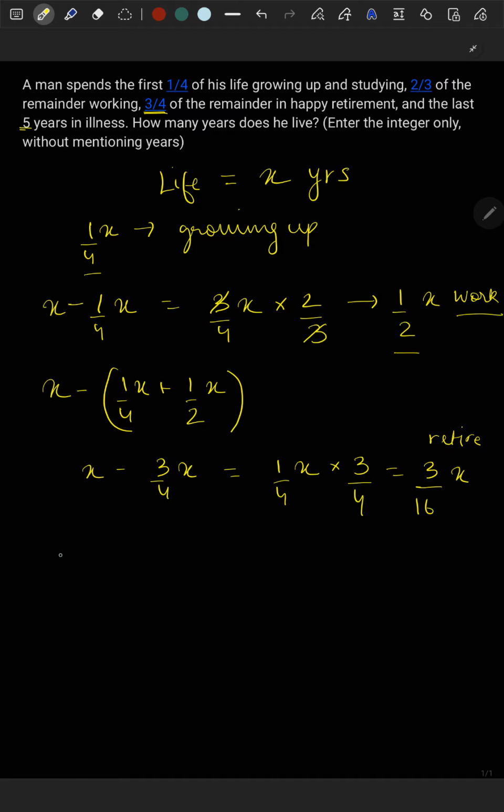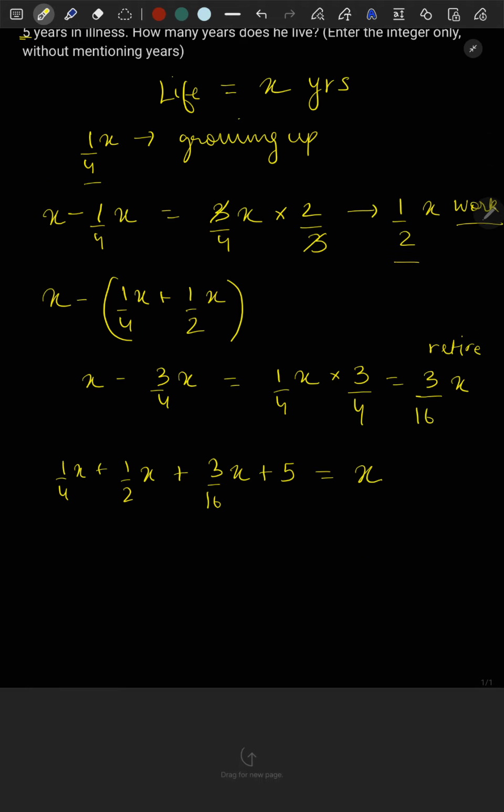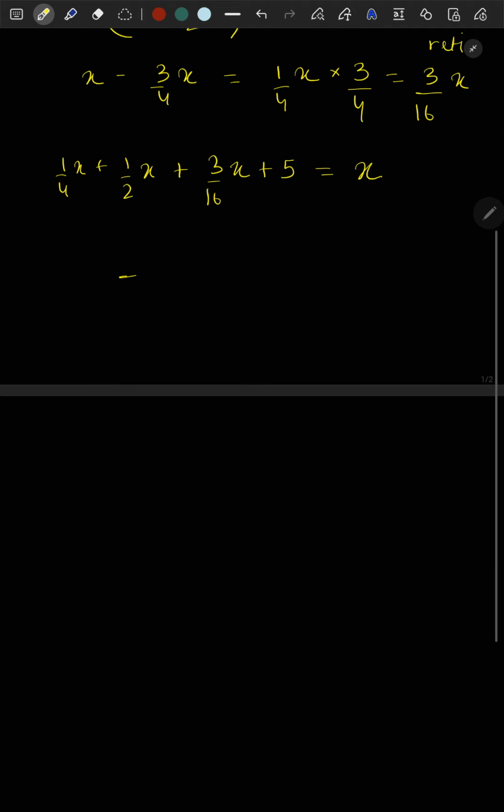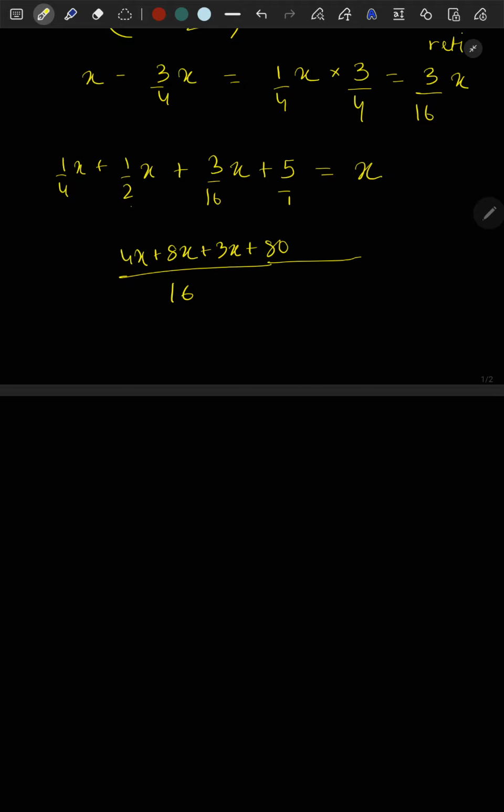So 5 is illness. Now we will calculate 1/4 is growing up plus 1/2 is work plus 3/16 is the retirement plus 5 years in illness, that is equal to his total lifespan, that is x. So now if we calculate it, guys, 16 will take common, is 4 into 4 you will do 4x, into 8 you will do for this one, it will be 8x, and this is already 16, so 3x, and for 5 you don't have a denominator, you will make it into 16, that is 80, and here also in this you don't have anything, so you will make it 16x.